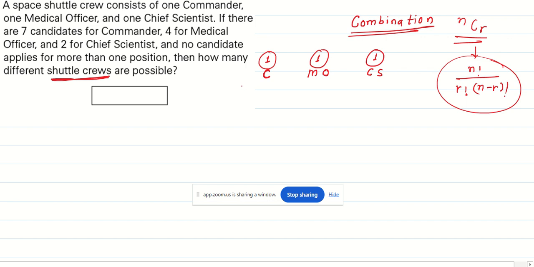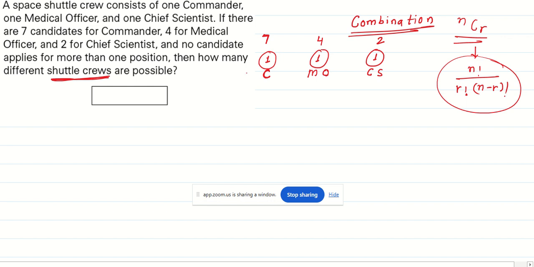But out of these, how many commanders do we have altogether? In the question, we have 7 commander candidates altogether. How many medical officers do we have altogether? 4. Super. How many chief scientists do we have? 2.